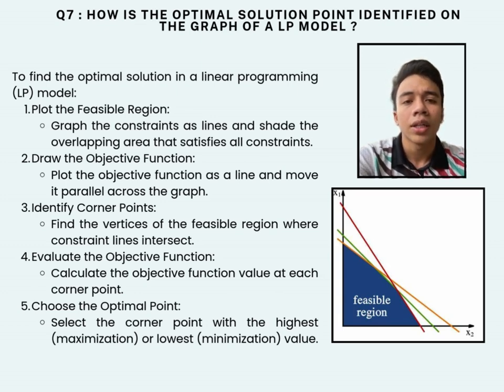The third step is to find the extreme points. The feasible region's vertices are the key candidates for the optimal solution. These points are found where the constraints intersect. Fourthly, evaluate the objective function. Substitute the coordinates of each corner point into the objective function to calculate the value of Z. Lastly, the point that gives the highest value of Z for maximization or the lowest value of Z for minimization is the optimal solution. As shown in the graph above, the lines represent the constraint x plus 2.